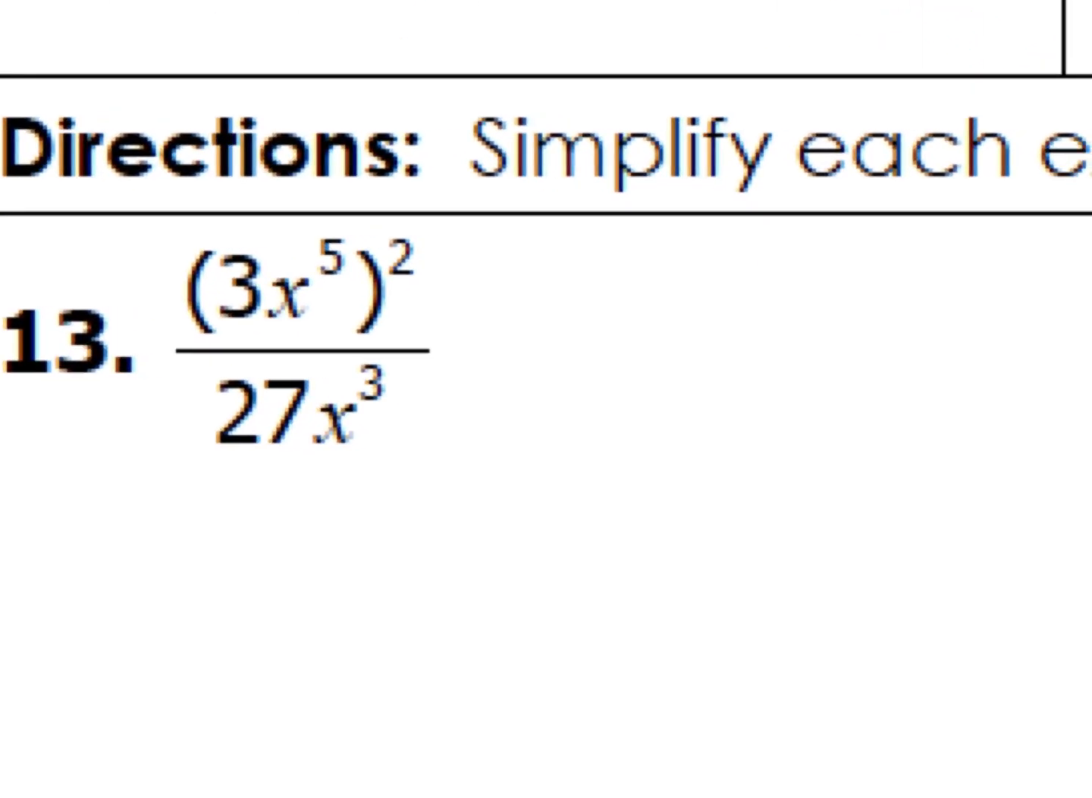Can anyone tell me what needs to happen first here? You got to take everything to the second power. If you reduce this right now, 3/27, you forgot to do your exponents before you divided. You always got to do the exponent first. So this is going to be 3 squared.